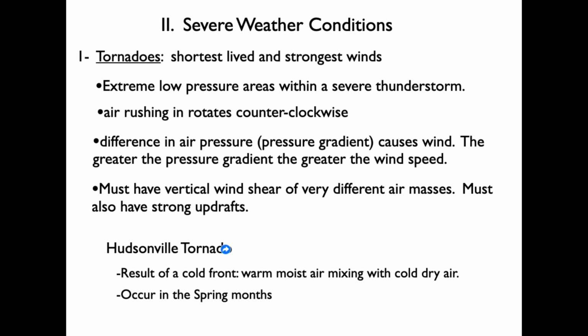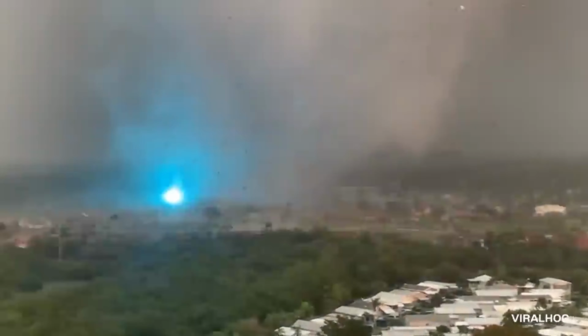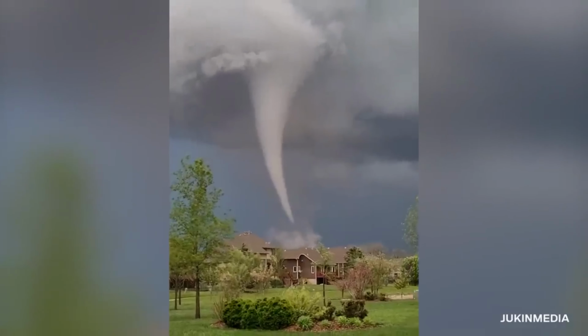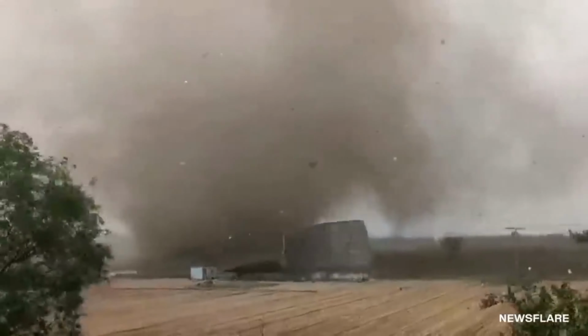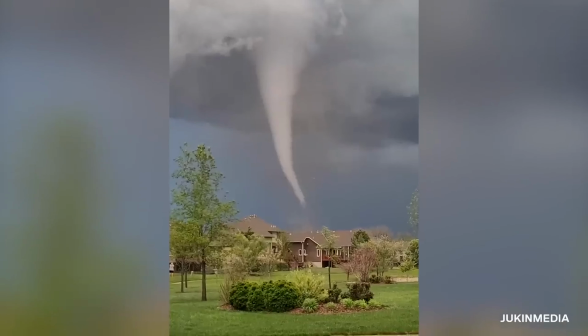They normally happen in the springtime with this mixture of maritime tropical air masses moving up from the Gulf of Mexico and continental polar coming down from Canada. Tornadoes are described as extreme low pressures, and you'll usually see that they're the shortest lived but highest wind speed. Because of this really high wind speed, we also consider it to have a very steep pressure gradient. And there was a tornado right here in Hudsonville in 1956.